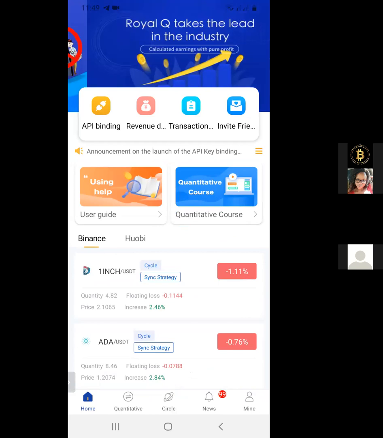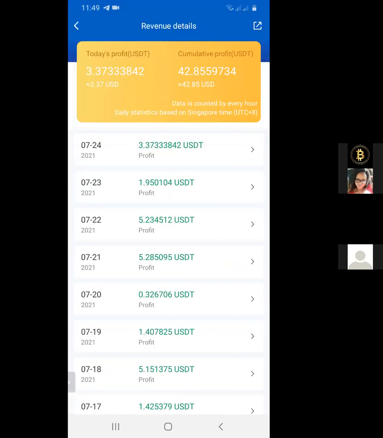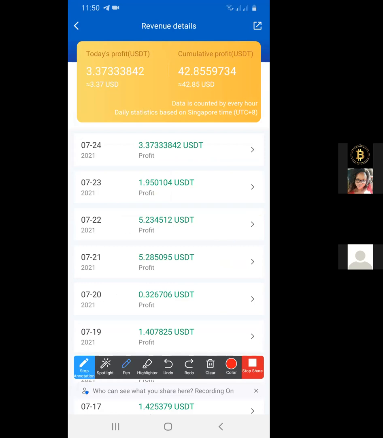And then under revenue, this is where you can see your closed profits for the day, okay? Now, let's also remember, it's not every day that the robot will be able to close trades. There will be days where the market is not conducive to close any trades.